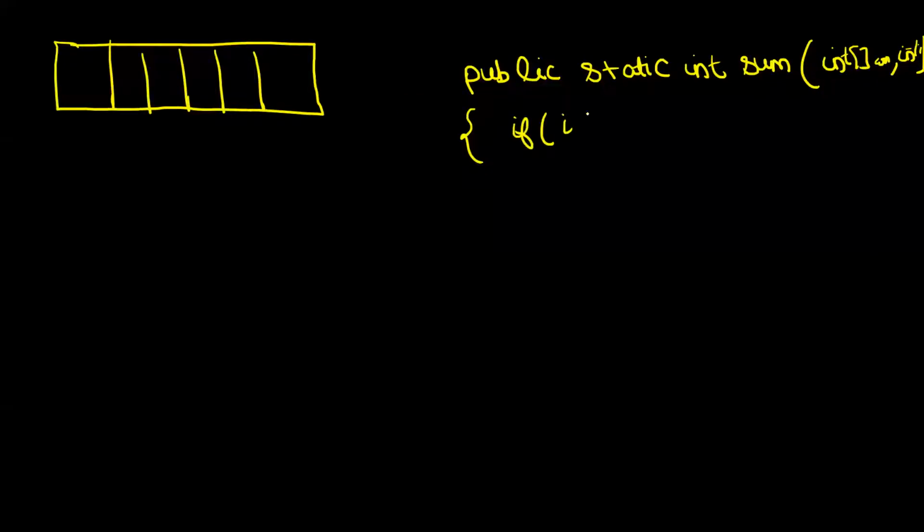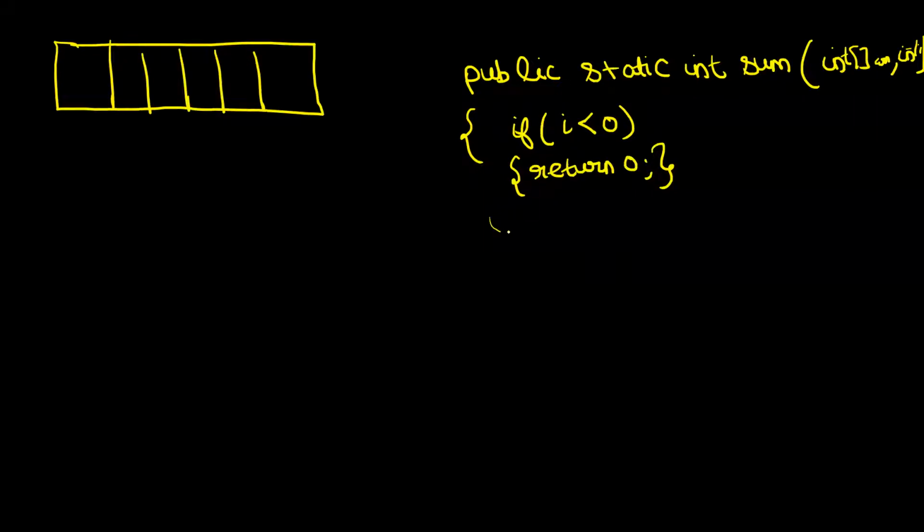If I is less than 0, write it however you like, all things will work, right? If I is less than 0, that means I is not a valid index of the array. So what will I do? I will simply return 0. Why? Because there are no elements, right? I less than 0 means you are standing at an invalid index. So simply return 0. No elements, so 0 summation.